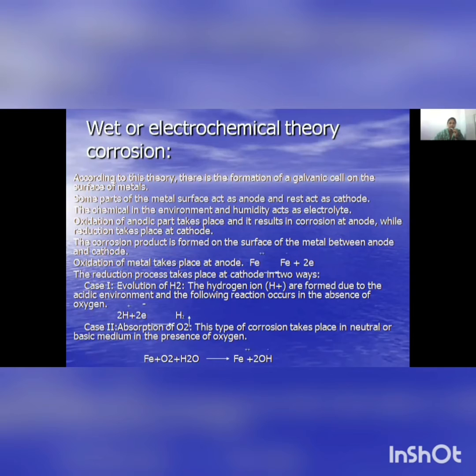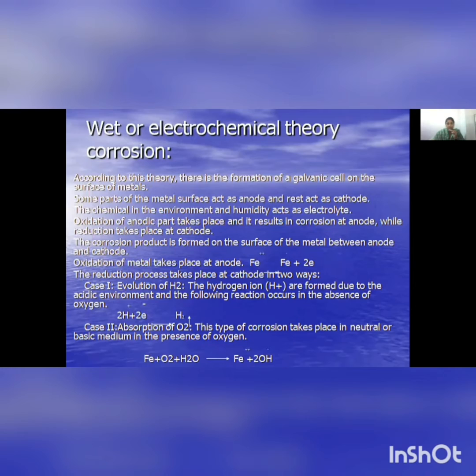According to this theory, there is the formation of a galvanic cell on the surface of the metal. Some parts of the metal surface act as anode, and the rest of the metal acts as cathode, as we know. The chemicals in the environment and humidity act as the electrolyte. Oxidation at the anodic part results in corrosion at the anode, while reduction takes place at the cathode. The reduction process takes place at the cathode in two ways. Case one: evolution of hydrogen, or absorption of oxygen.